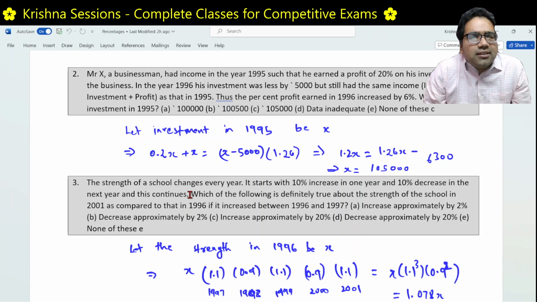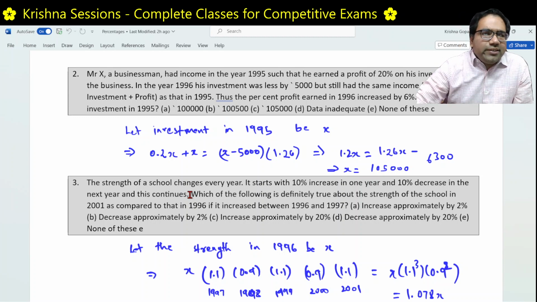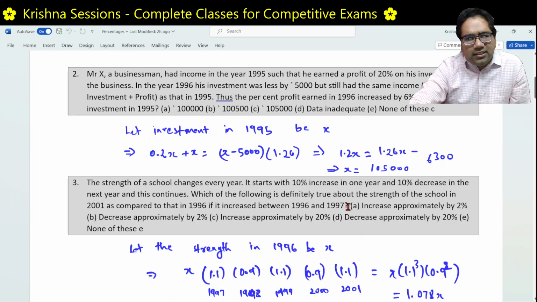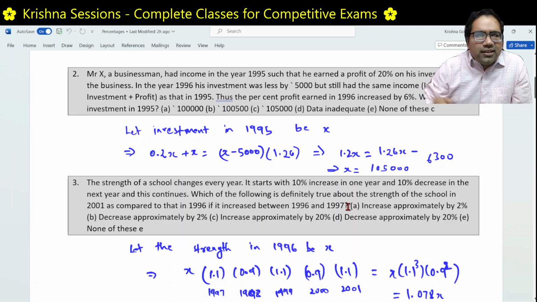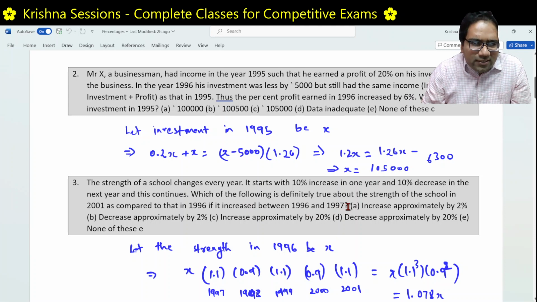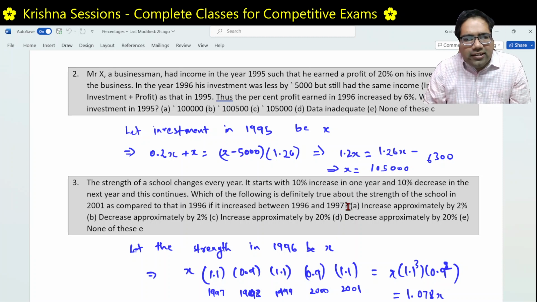And he's asking about the strength between 2001 and 1996. Whether it started increasing or decreasing after 1996, here it is given it increased between 1996 and 1997. That means 1997 to 1998 it will decrease. 98 to 99 it will increase. 99 to 2000 it will decrease. 2000 to 2001 it will increase. It goes on like this.